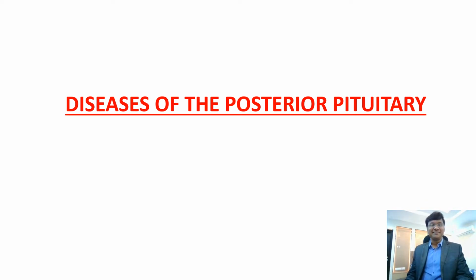In this session, I will be discussing the diseases of the posterior pituitary. So please remember, posterior pituitary will only act as the storage organ of the hormones. And the hormones which are being stored within the posterior pituitary are oxytocin as well as vasopressin. And this particular vasopressin is also called the antidiuretic hormone.